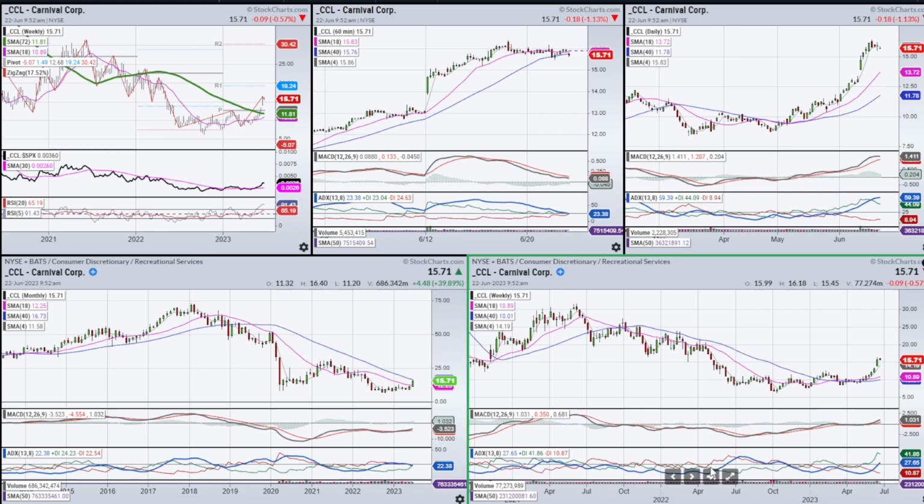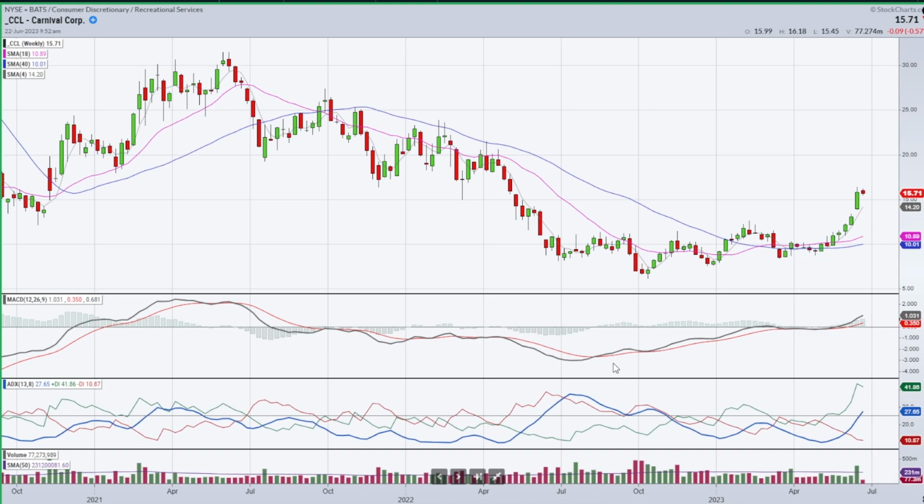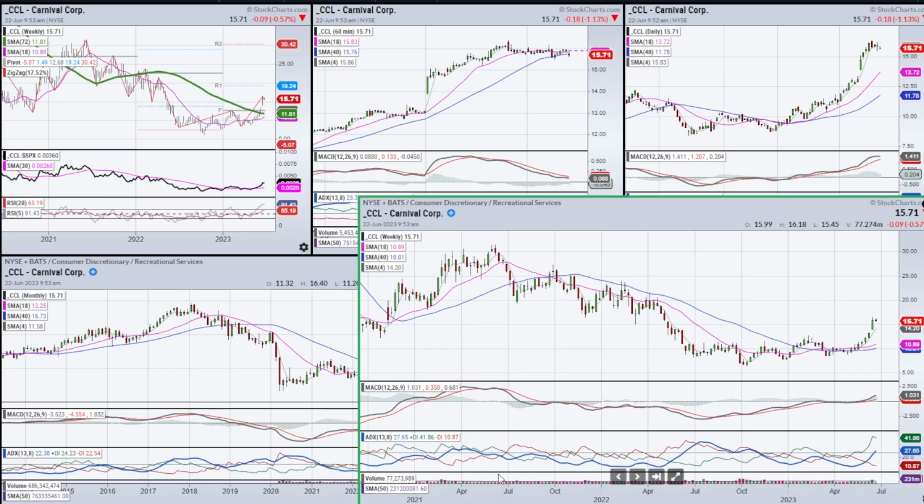CCL, another one. Look at the weekly pattern here. I do view this more like a weekly chart, a weekly setup. Look at the way this cupped around and busted out to the upside. Look at the new momentum showing up and the volume pattern, good. MACD clearly getting back above the 0 line, and we're getting some separation in MACD and its signal line, which I really like.